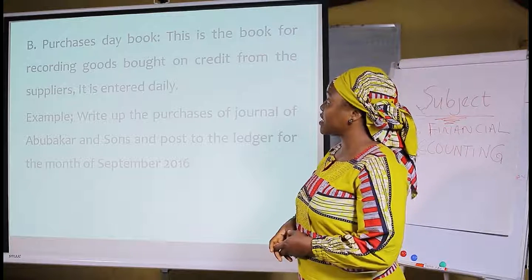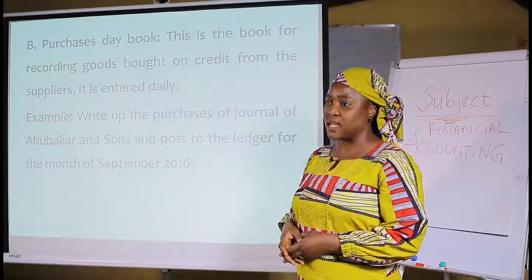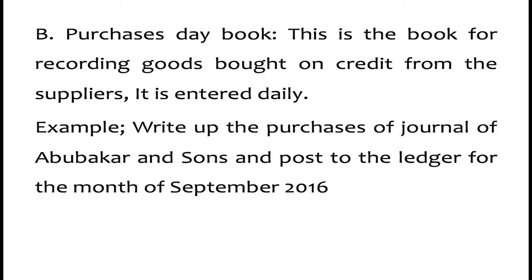B, purchases daybook. What is purchases daybook? This is the book for recording goods bought on credit from the suppliers. It's different from sales daybook. Sales daybook is the recording of the total sales that is made. But when you buy goods from suppliers, you open a purchases daybook, and it's going to be recorded daily. You enter it daily. It's a daily transaction.